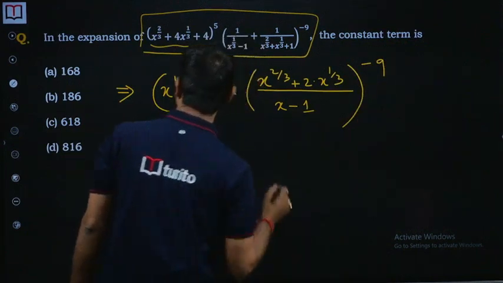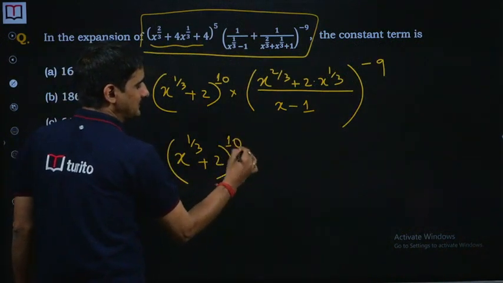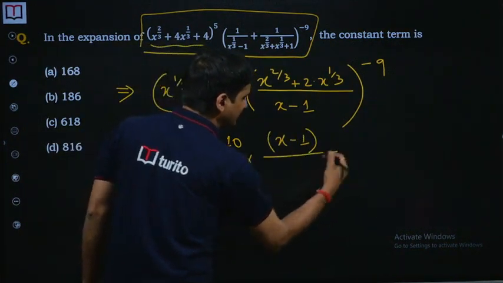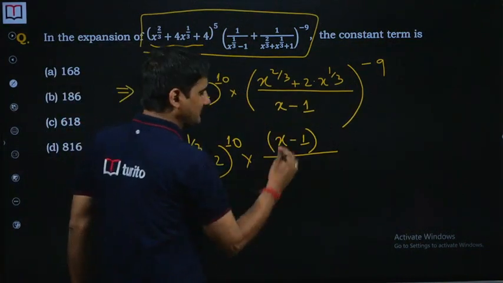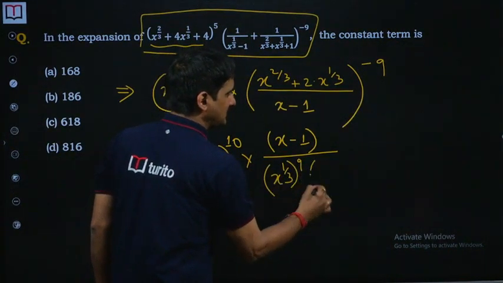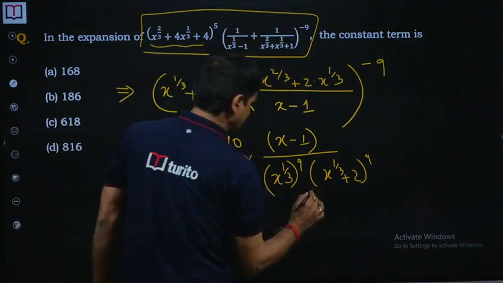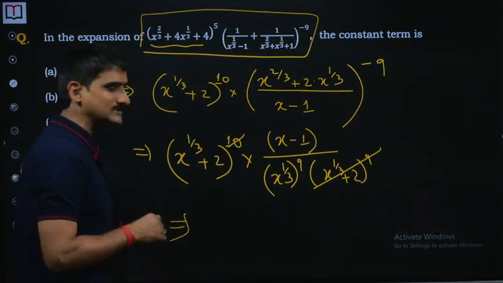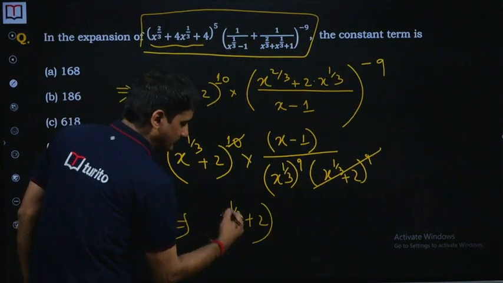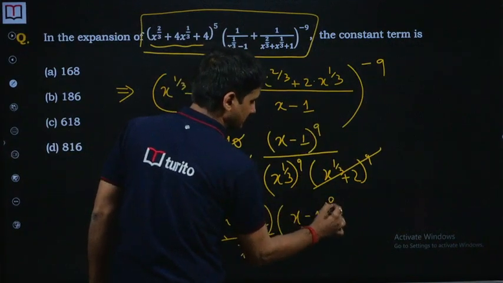Now this is raised to minus 9, so let's simplify it. So (x^(1/3) + 2) whole raised to power 10, and here let us take the reciprocal, of course the power is 9, and then if we take x^(1/3) common, it's actually whole raised to power 9, and then you have (x^(1/3) + 2). That's what I meant when I said to see to what extent we can simplify it. So this is x cube now, so it's (x^(1/3) + 2) upon x cube, and then (x minus 1) whole raised to power 9. I'm sorry, I missed that.